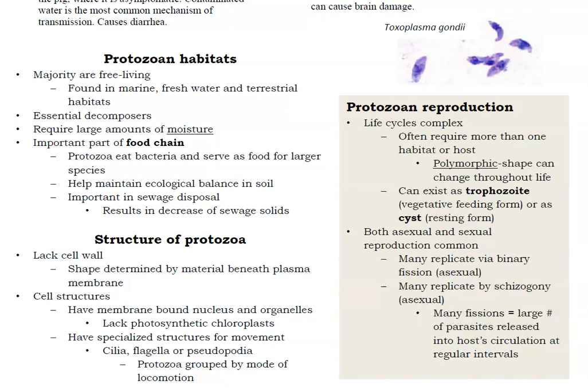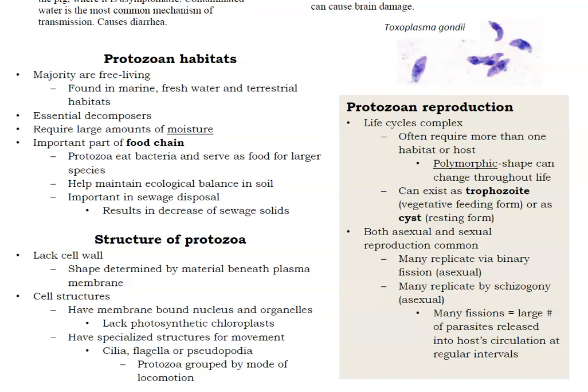Their reproduction and life cycles are pretty complex. They often require more than one habitat or more than one host. Polymorphic means the shape can change throughout their life. So poly means many, and morph means changing shape. They can exist as a trophozoite, which is the vegetative feeding form, or as a cyst, which is a resting form. Both asexual and sexual reproduction are common.